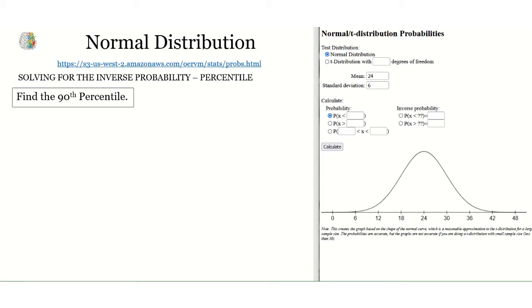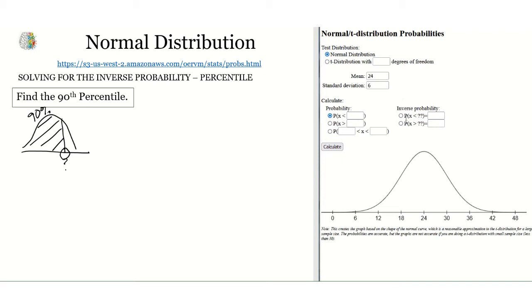To solve for percentile questions, we're going to use the inverse probability on this calculator. So let's look at our first question. It says find the 90th percentile. So what does that mean? If we draw our graph, then what that tells us is that we're given the 90th percentile, which is the same as saying 90%. And we want to find what is that x value that matches right here at this point. What is that x value that's going to give me a 90th percentile?